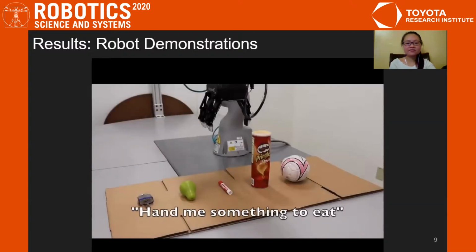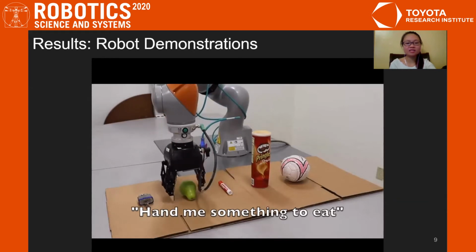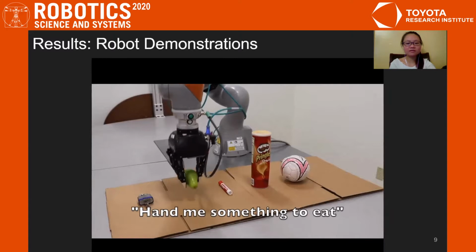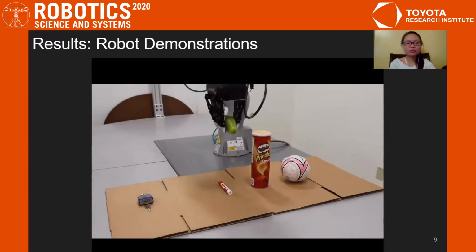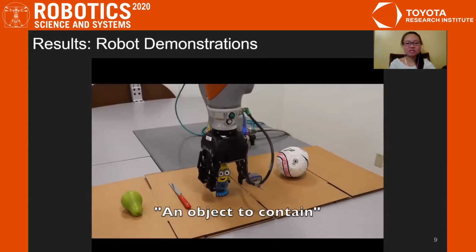Next, it accurately identified the pear and Pringles can as the top 2 items that would satisfy hand me something to eat, and ultimately picked up the pear. This is the only test case with more than 1 possible correct answer. Finally, when asked for an object to contain, the robot selected the empty minion-shaped bottle.